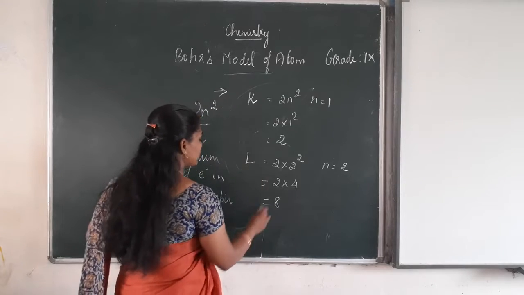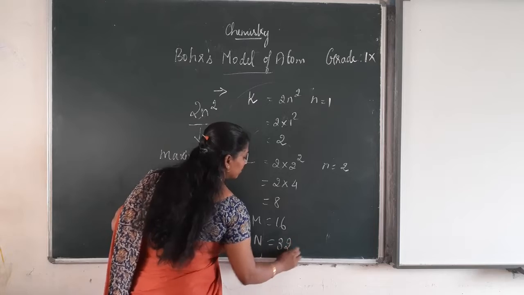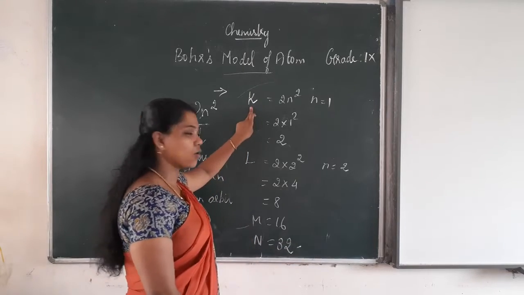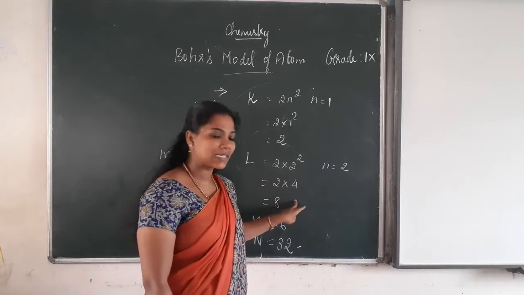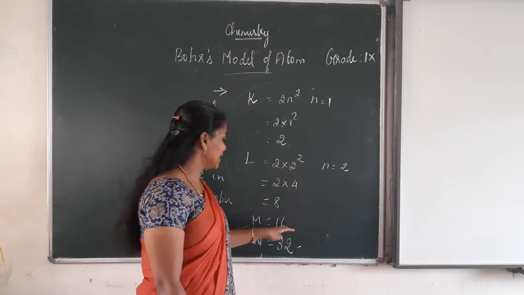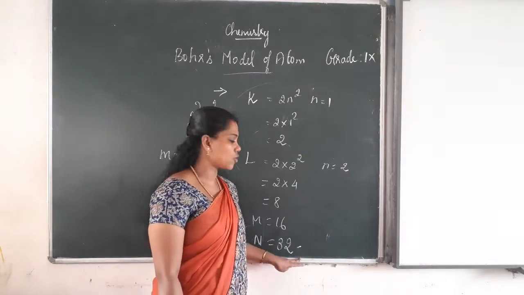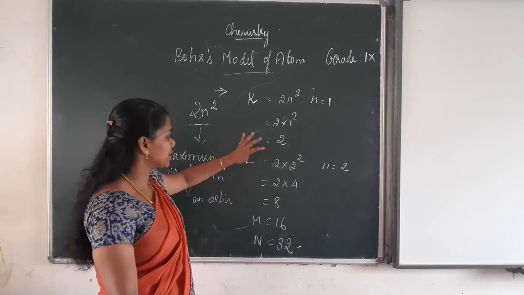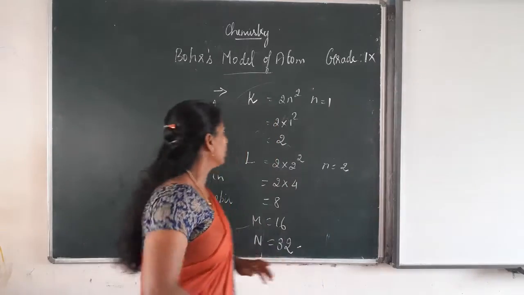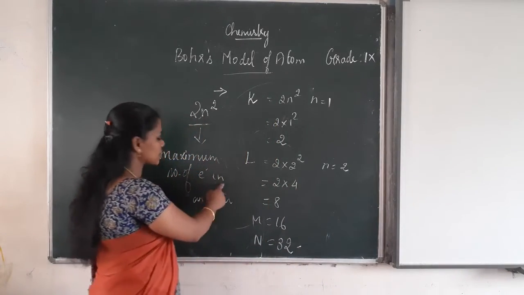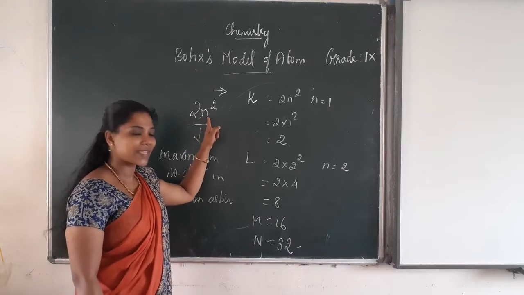So on, we substitute for M, 18, and for N, the total number of electrons is 32. So the K orbit can hold 2 electrons, the L orbit can hold 8 electrons, M can hold 18, and N can hold 32. According to him, the number of electrons present in each orbit is 2, 8, 18, 32, and it goes on.